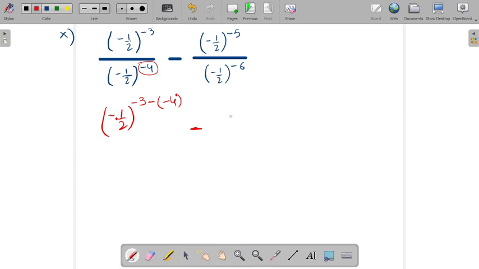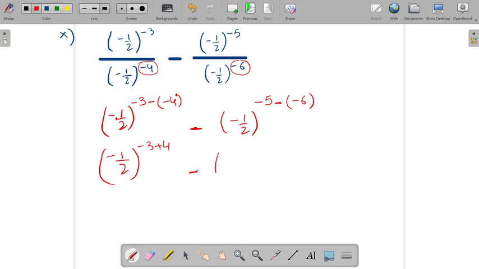Similarly, in the next part you will write base only once. So first power minus of second power. So second power is minus 6. So you will keep it in the bracket. Now solve it for the minus half. So minus 3 plus 4. Minus minus will become plus. Similarly, for this part also, minus 5 plus 6. Minus minus will become plus.